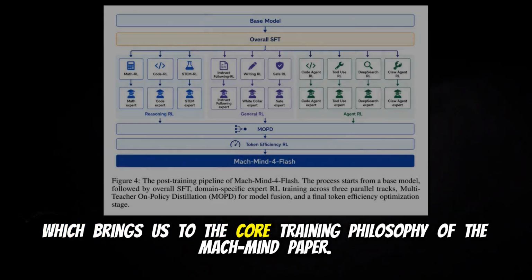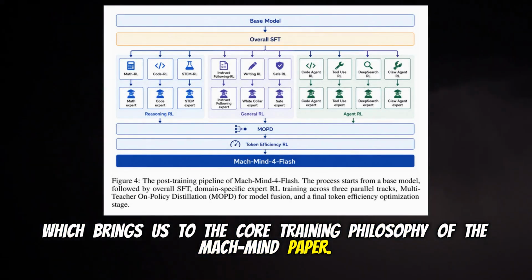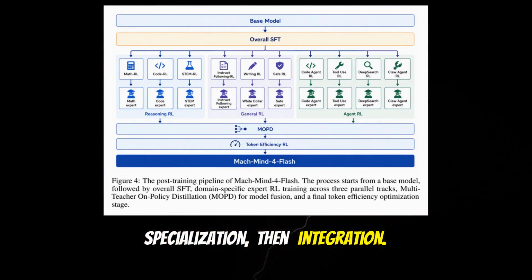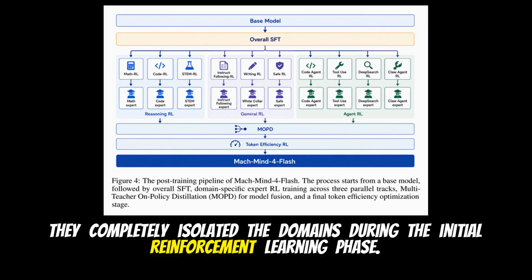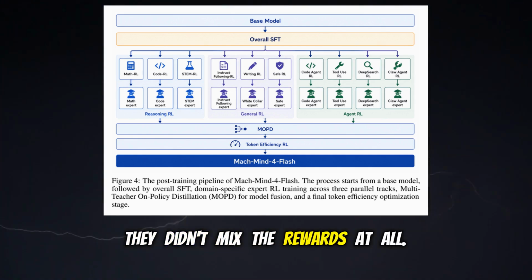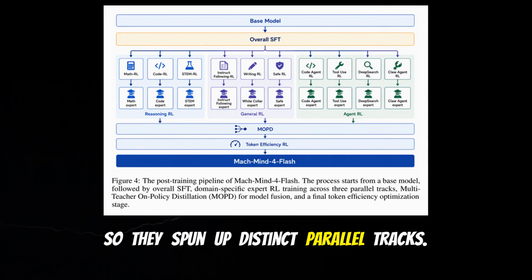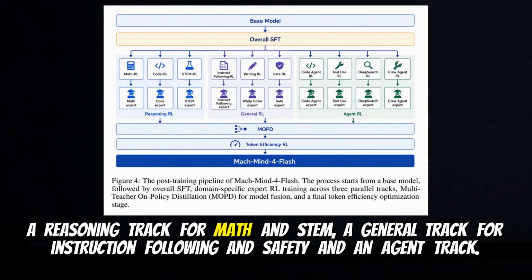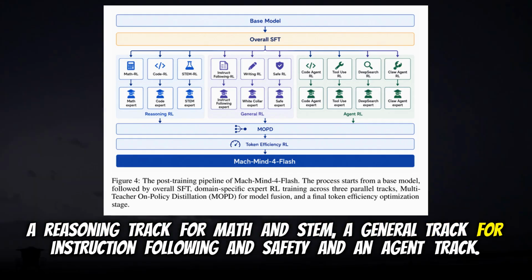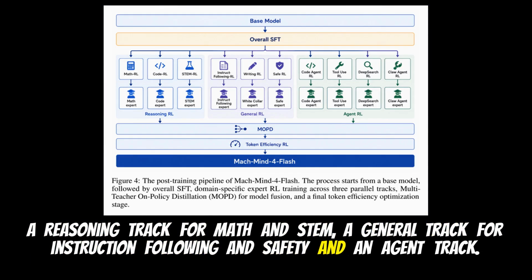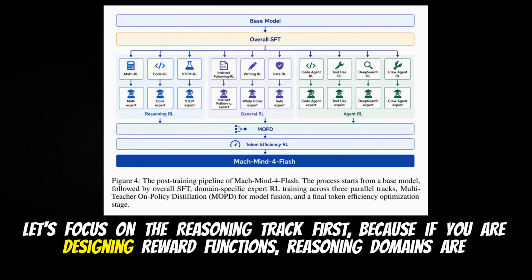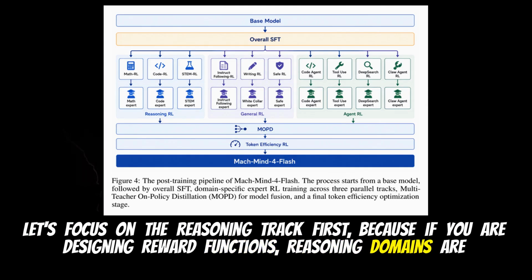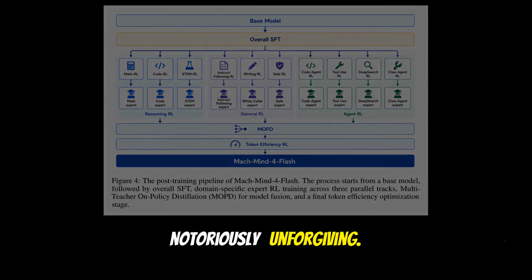Yeah, it's brutal. Which brings us to the core training philosophy of the MiMo paper. Specialization, then integration. Right. They completely isolated the domains during the initial reinforcement learning phase. They didn't mix the rewards at all. So they spun up distinct parallel tracks. Right. A reasoning track for math and STEM, a general track for instruction following and safety, and an agent track. Let's focus on the reasoning track first, because if you are designing reward functions, reasoning domains are notoriously unforgiving.